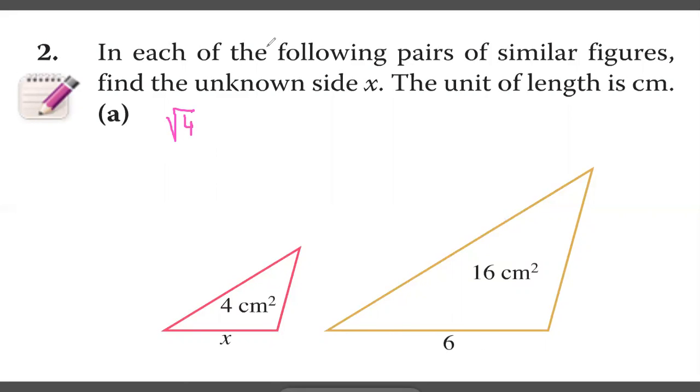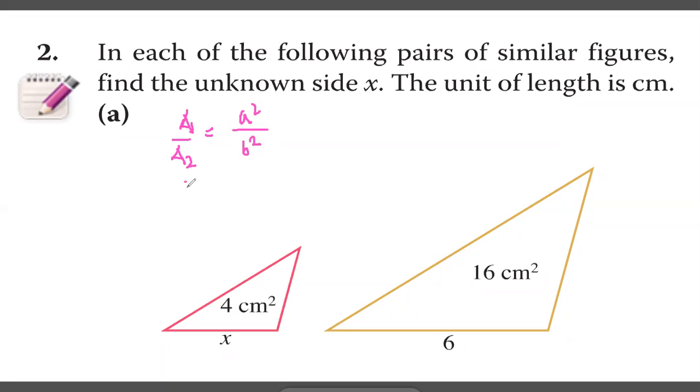Let me do the number. So A1, the area equals x squared over, let me use AB. A squared over B squared.